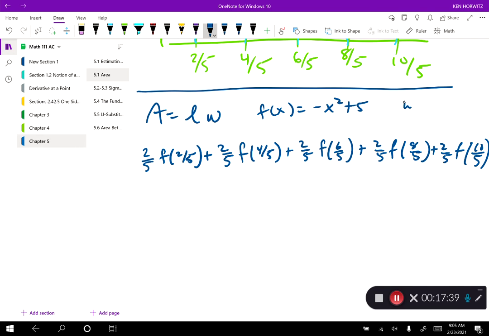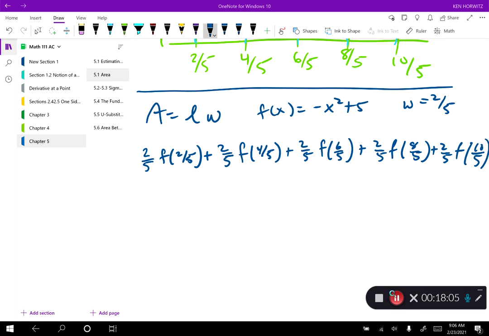All right, so now remember, our function is there it is, and our width is 2/5. All right, so at this point I'm going to pause the video, and I want you to evaluate this statement. There are going to be a lot of fractions, so take your time, and we'll correlate our answers on the back end.